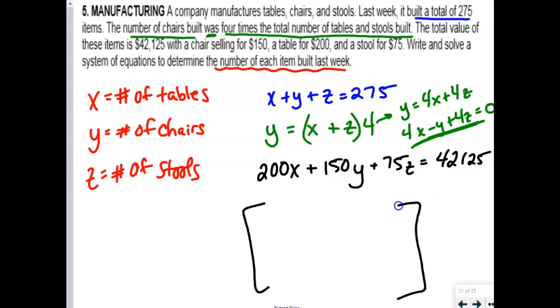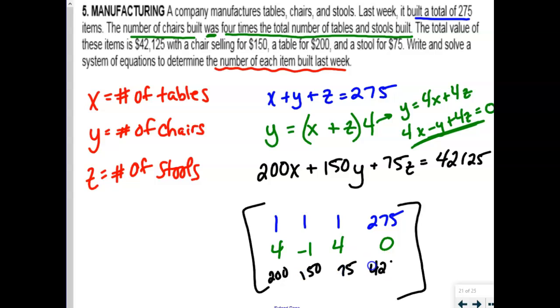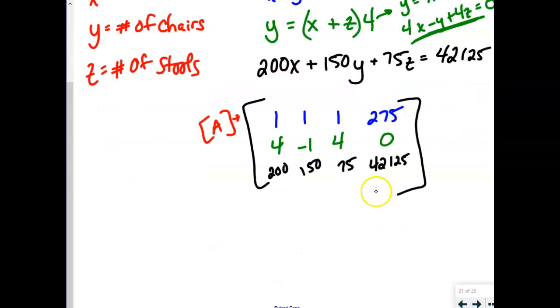All right, here we go. 1, 1, 1, 275. This green guy, once we rearranged it, became 4, negative 1, 4, and a 0. And then the bottom equation, got to write smaller, 200, 150, 75, and 42,125. All right, y'all get that entered into your calculator. I need everybody to participate on this one, please. Get that entered into matrix A. The solution is the number of each item, the values of x, y, and z.